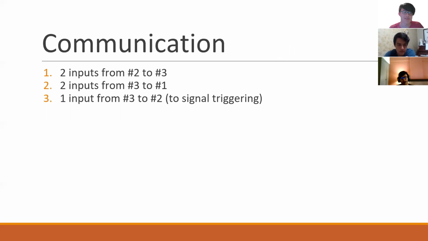As Alex mentioned just now, there are 2 inputs between board 2 and board 3, 2 inputs from board 3 to board 1, and 1 input from board 3 to board 2. The last one, the input from board 3 to board 2, is used to signal that the sensors are getting triggered so that board number 2 can control the LED and the speaker. Next up, Alex will show how our prototype works.